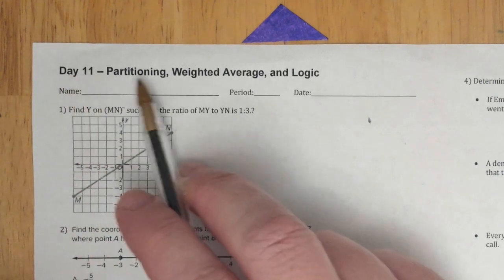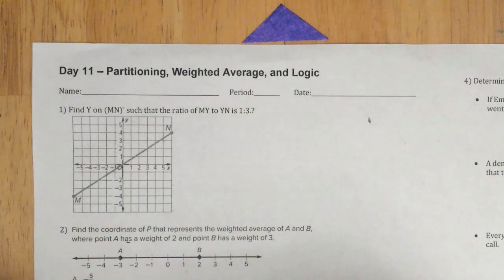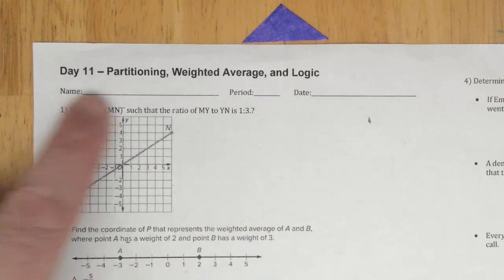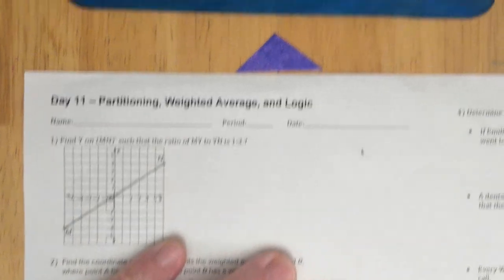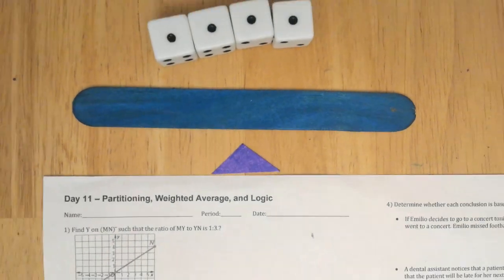We're going to be doing day 11, partitioning, weighted average, and logic. All right, so there's a couple of things that we have to go over. First of all, let's talk about partitioning and weighted average. Okay, so I'm going to zoom out a little bit.